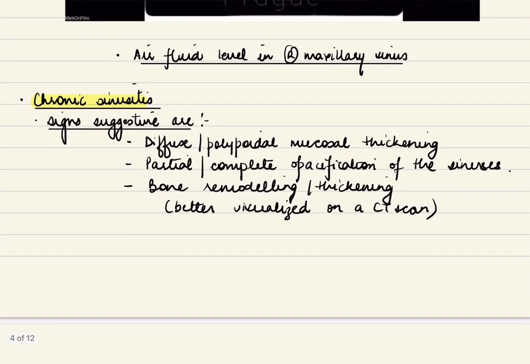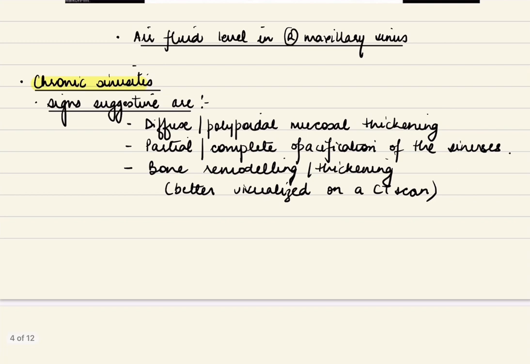Now, how do you diagnose chronic sinusitis? There are a lot of signs which suggest chronic sinusitis, the more important being the mucosal thickening in the involved sinuses. So it can be a diffuse or polypoidal mucosal thickening, partial or complete opacification of the sinuses, or bone remodeling or thickening causing osteitis. Although this change is better seen on a CT scan.